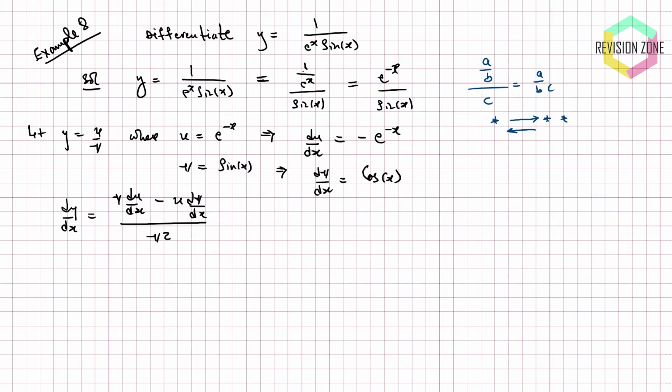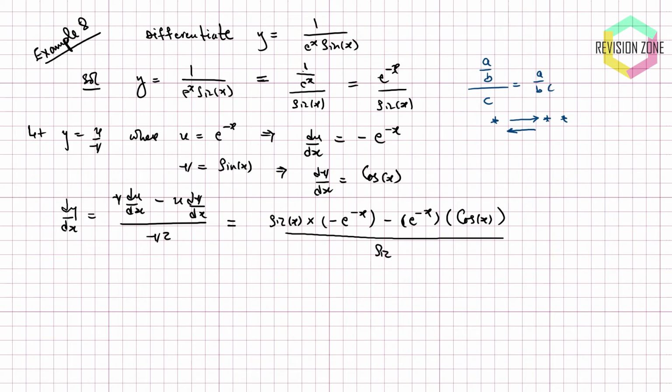Okay, so once we have that, we take all of this information about u, v, and their derivatives, and we put them into our formula. So we basically end up with v obviously is sine x, so I say sine x, and then du by dx is minus e to the minus x, and then my u is e to the minus x, and my dv by dx is cos x. And then the whole thing here is over v squared, and my v is sine x, but I have to square everything. Okay, so we have that.